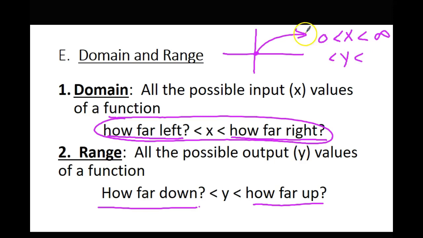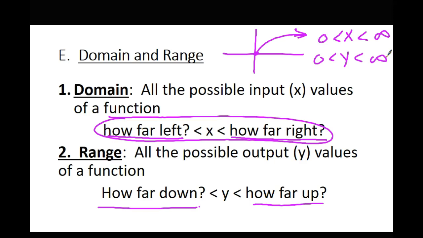Range is up and down. So what's the lowest point? It's this one again, right? And that's also 0. How far up does it go? Well, it's looking pretty flat, but we can assume it does keep going up. So they're actually the same. So basically, this is just a fancy way of saying positive numbers from 0 to infinity. Don't you guys agree that's just positive numbers? Yeah. That's what that means.